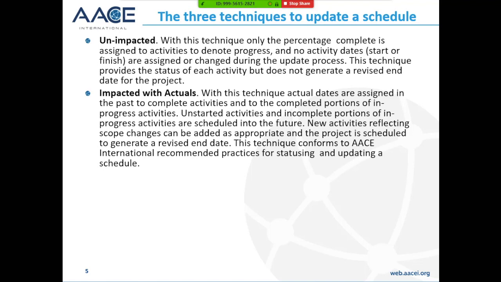The next one I talk about is impacted with actuals. This is the technique where actual dates are assigned in the past to completed activities and to the completed portions of in-progress activities. Unstarted activities and incomplete portions of in-progress activities are scheduled in the future. New activities can be added to reflect scope change, and then the schedule is rescheduled and revised, and you have a revised end date. This is the technique that conforms to the AACE International recommended practices for statusing and updating a schedule, and it's really the only method that AACEI recognizes.